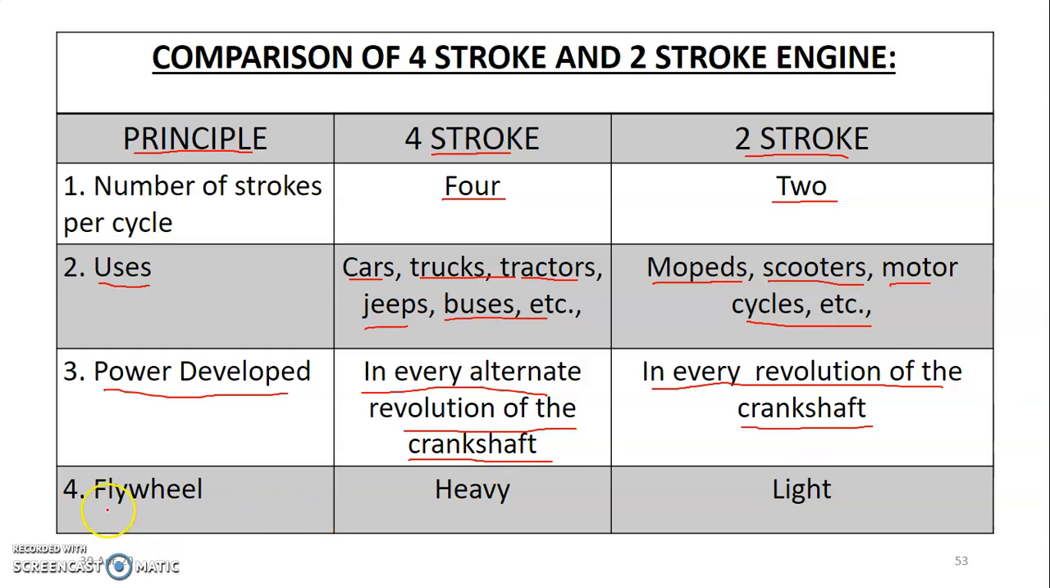so that in every revolution of the crankshaft there is power developed in a 2-stroke engine. So the flywheel is a device used to store the energy produced in the engine. Some rotational motion is required for the engine to move the piston up and down. For that we require a flywheel. It's a heavy wheel which will store some energy produced by the engine in the form of rotational motion. So that is called the flywheel used in the engine. The flywheel used in the 4-stroke engine is heavy, and in the 2-stroke engine it is light.